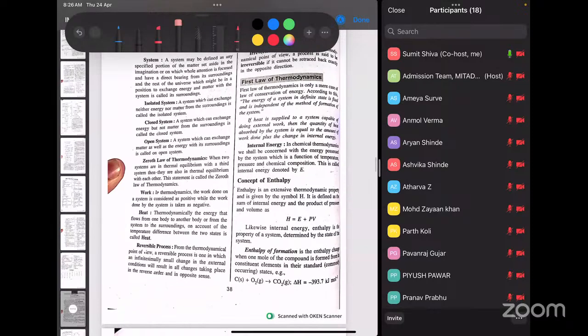There are three types of system: isolated system, closed system, and open system. In an open system, heat energy as well as mass can exchange with the surrounding. In a closed system, heat energy can exchange with the surrounding, but there will be no exchange of mass. And in an isolated system, there will be no exchange of mass or energy with the surrounding. No system can be perfectly isolated, but for a limited interval of time, a system can behave as an isolated system. Understood?